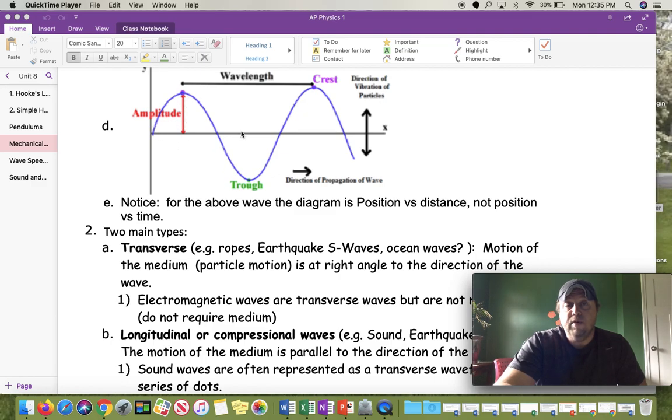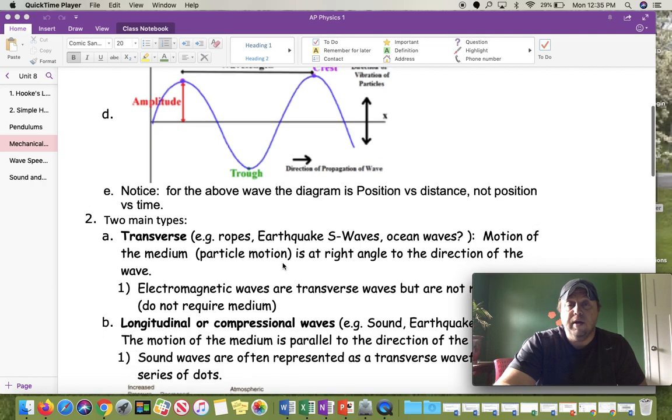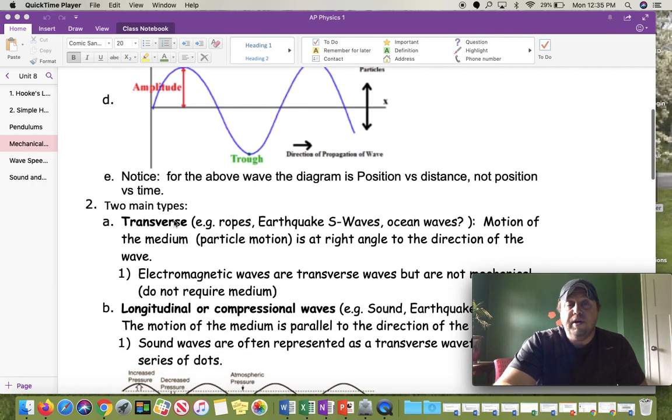Okay, so even though the energy is moving this way, if I put a little piece of tape on this rope right here, I would see this piece of tape move up and down and up and down and up and down. It does not move to the right. So waves on a string are transverse waves. There are several different types of earthquake waves. So the S waves, which are surface waves, those are transverse.